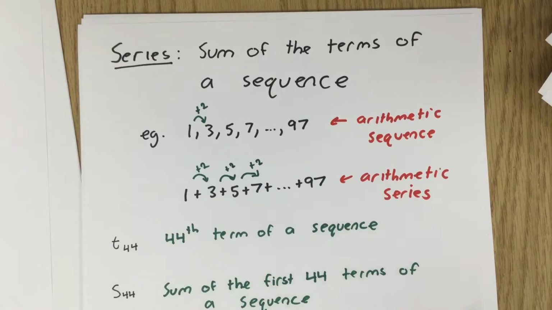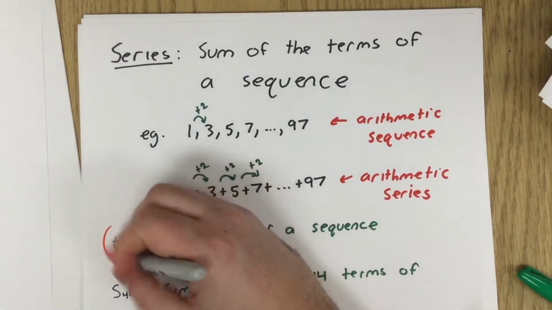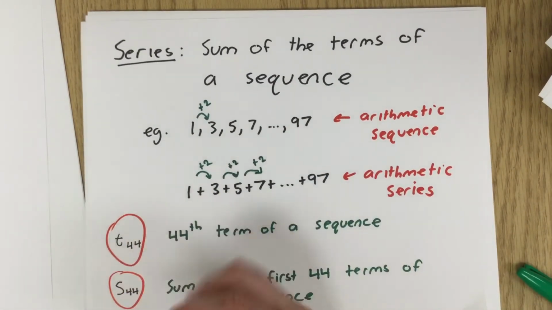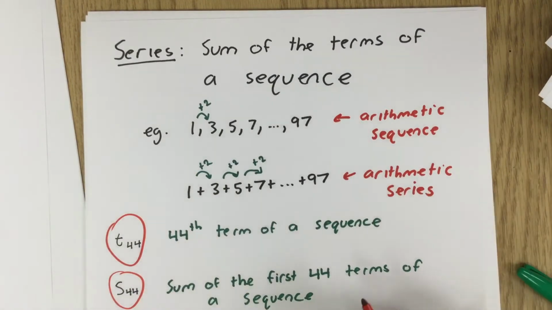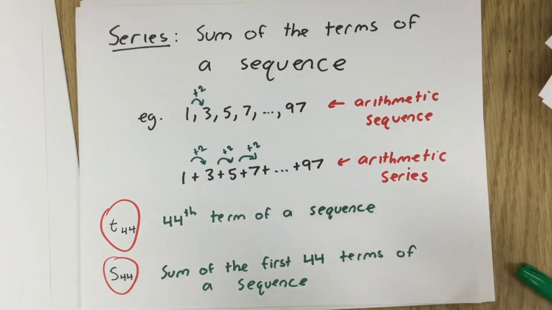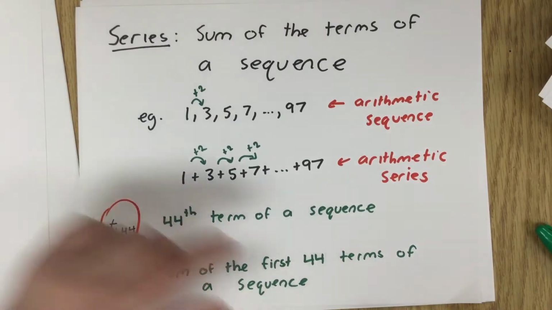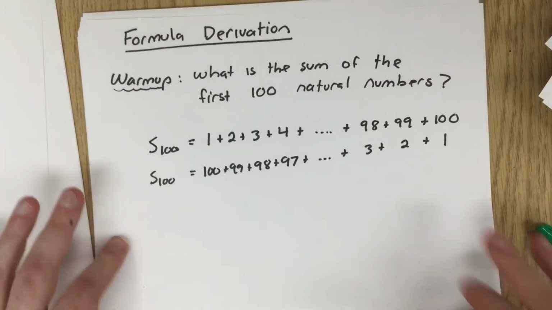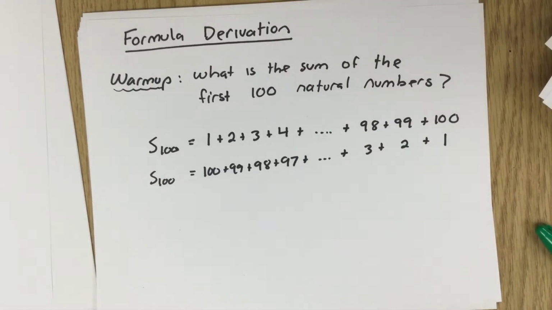The symbol we're going to use: T44 is the 44th term of the sequence. S44 is essentially the sum of the first 44 terms. So we're going to come up with a formula. Before we do that, we're going to do a warm-up just to see the technique we're going to use. It's easier to see with actual numbers.